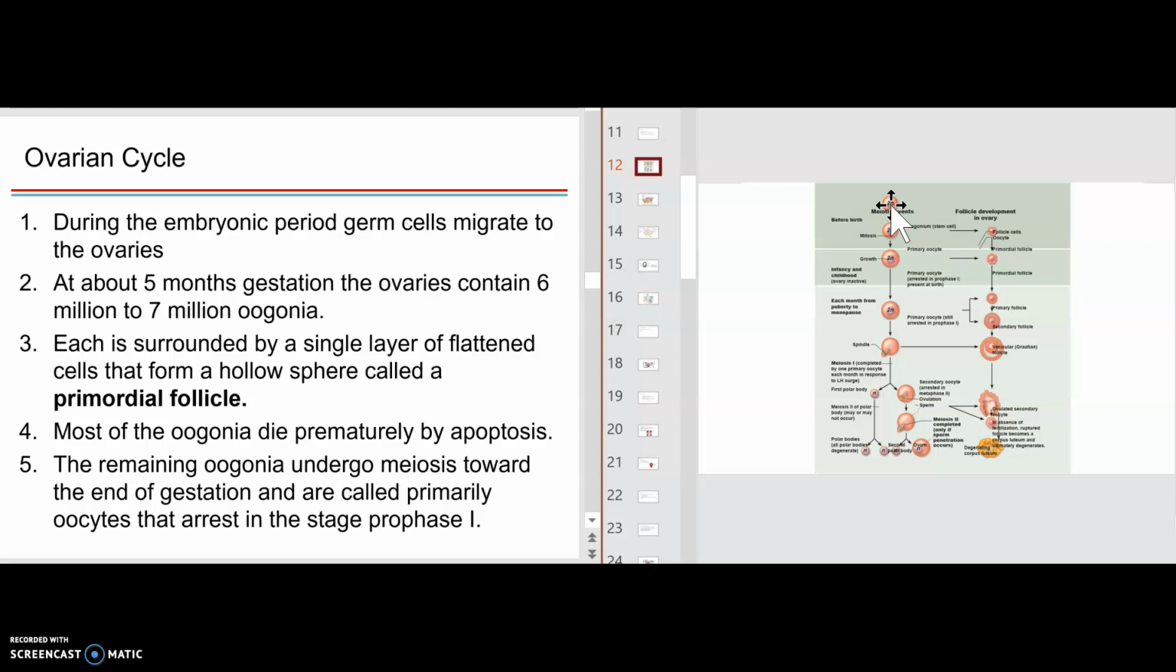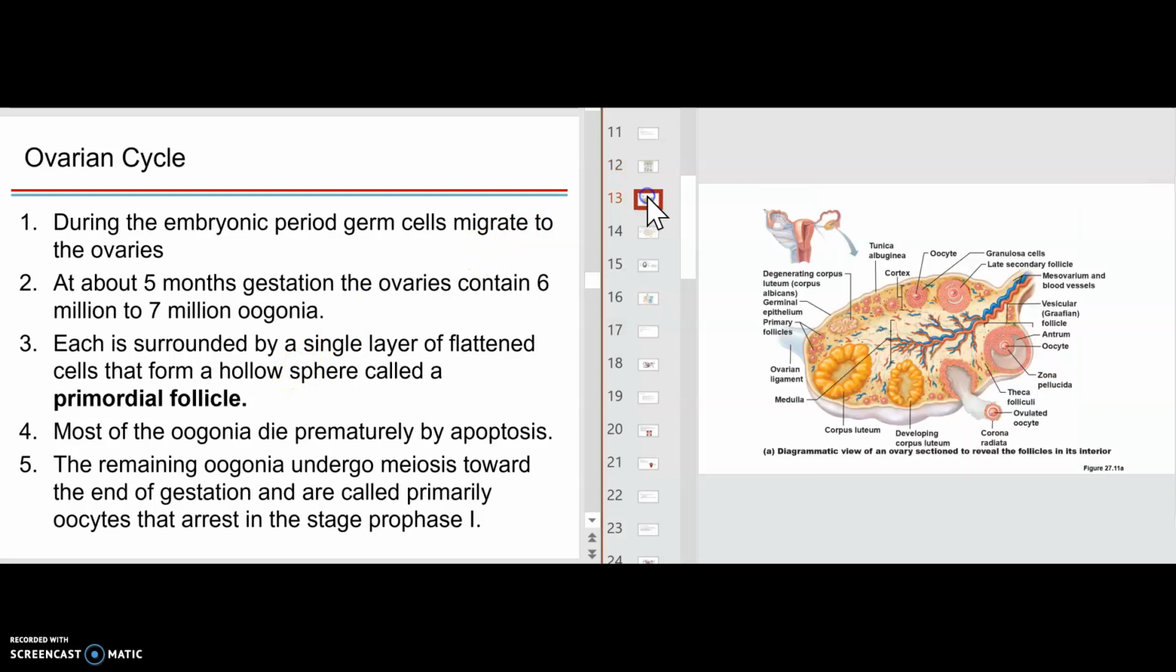Okay, then this cell will undergo meiosis, which we talked about, and also I have a PowerPoint on that I want you to look at. That's in ANP1, but also ANP2, right? So each of the oogonia is surrounded by a single layer of flattened cells that forms a hollow sphere called a primordial follicle. Primordial follicle.